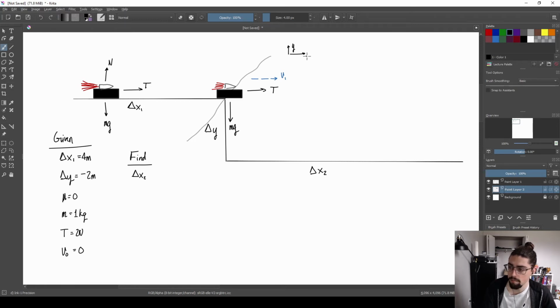So it's pointing in the positive x direction exclusively, right? Because it's been gliding along the table the entire time. There's no y velocity here. It has not gone up. It has not gone down. It's gone across the table the entire time so far. So V1 is pointing exclusively to the right.